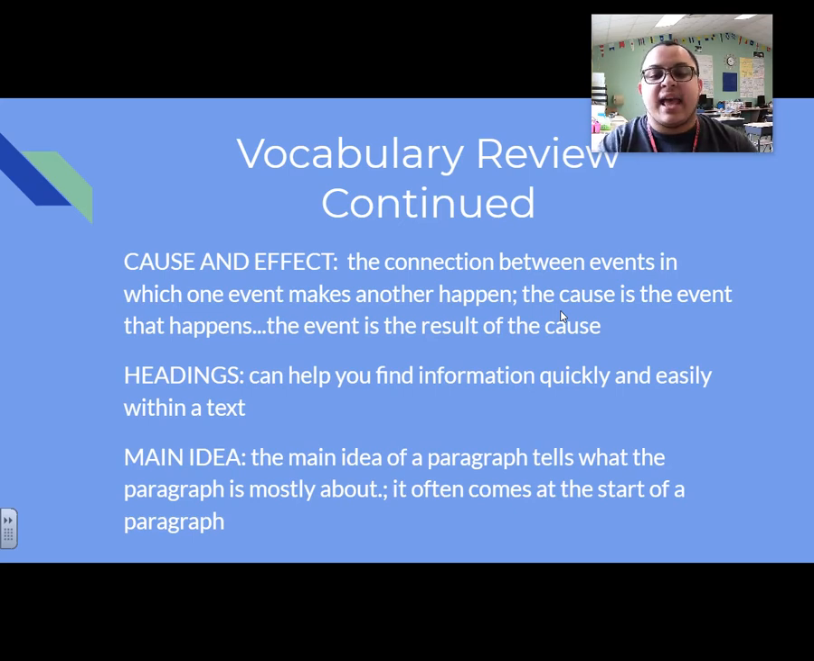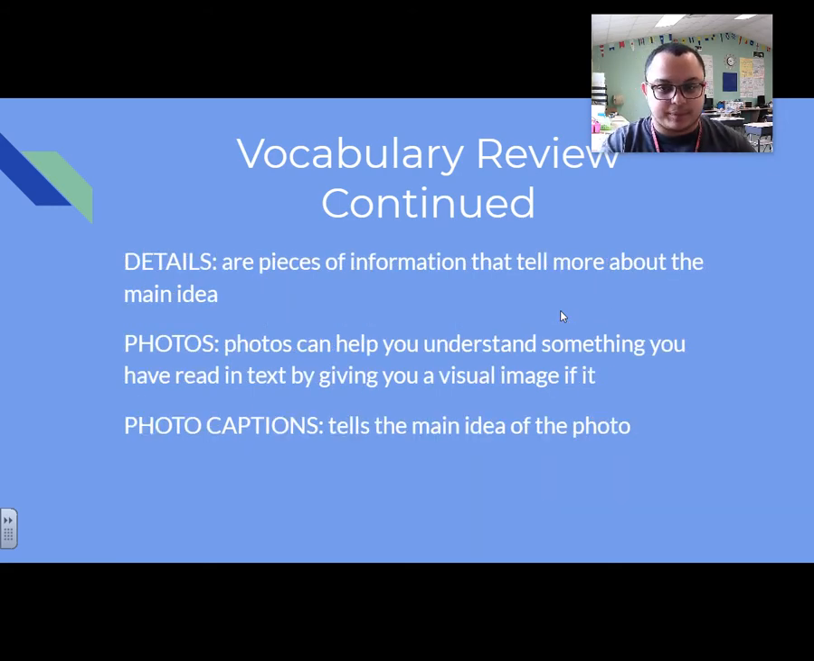Next are headings. Headings can help you find information quickly and easily within a text. It's kind of like a sentence that tells you what the text is going to be about. Next is main idea. The main idea of a paragraph tells what the paragraph is mostly about. It often comes at the start of a paragraph. So usually the first one or two sentences is the main idea. Next, we have details. Details are pieces of information that tell more about the main idea.